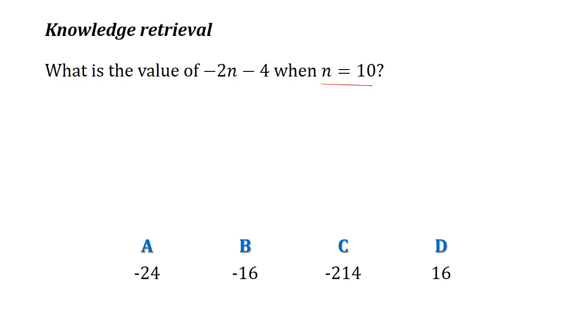Another substitution, this time we're replacing the n with a 10. We do -2 times 10, take away 4. -2 times 10 is -20. Subtract 4 from that, you get -24.